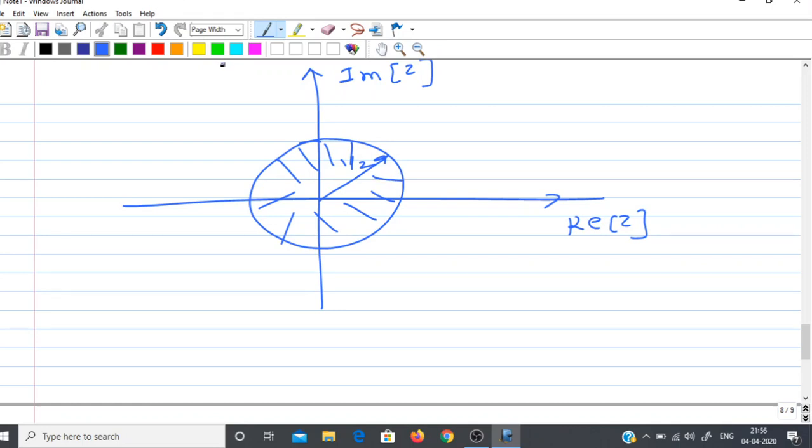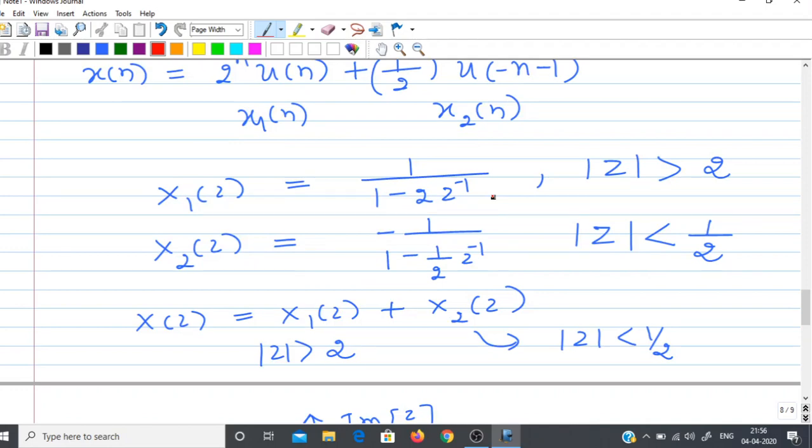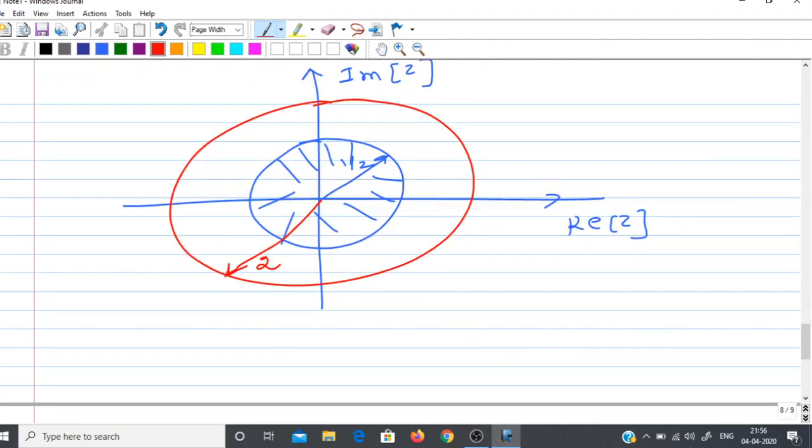And the other region is what? Corresponding to X1(z), this is the circle of radius 2. And what is the ROC? It is exterior to this circle. So exterior to this circle, this region.